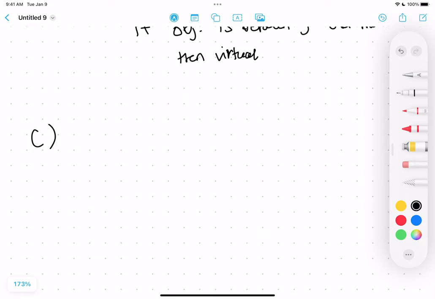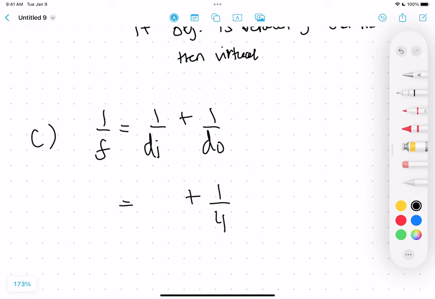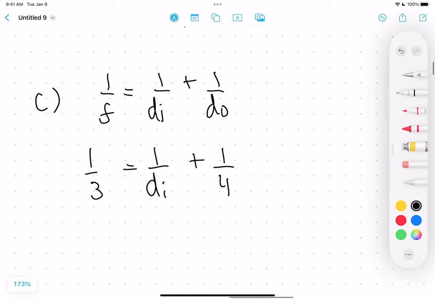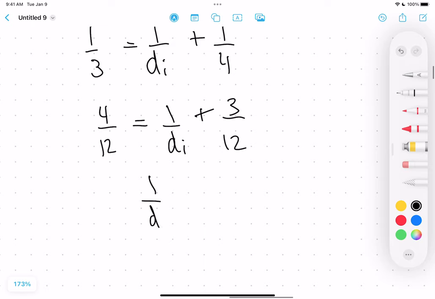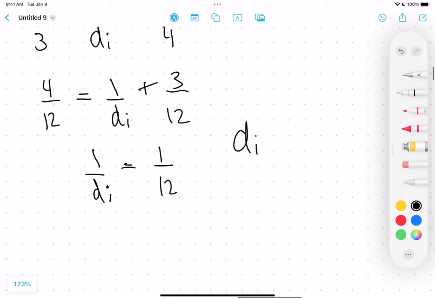Let's see here. So using the thin lens equation, we have 1 over F is equal to 1 over DI plus 1 over DO. We know that the object distance was 4 centimeters, so that's 1 over 4. And then the focal length, they said, was 3 centimeters, so that's 1 over 3. And then we're trying to figure out the image distance, right? So with that, 4 over 12 is 1 over DI plus 3 over 12. Then 1 over DI is just 1 over 12 here, and then DI would just be positive 12 centimeters.